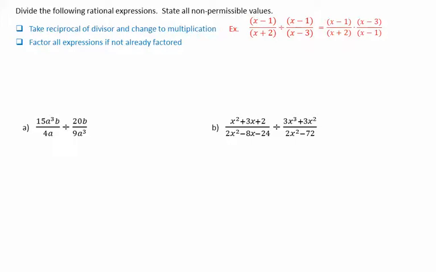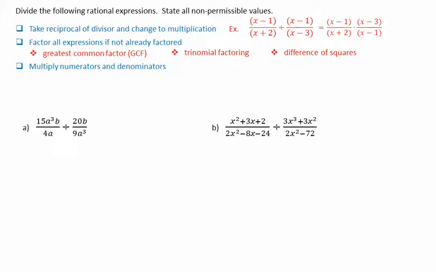If the expressions in the numerator and denominator are not already factored, then factor them. To do this, we could use the greatest common factor method, trinomial factoring, or the difference of squares method. We now do the same steps as if it was simply a multiplying rational expressions question. So we multiply the numerators by each other and the denominators by each other. We then cancel the factors that are common to the numerators and denominators.